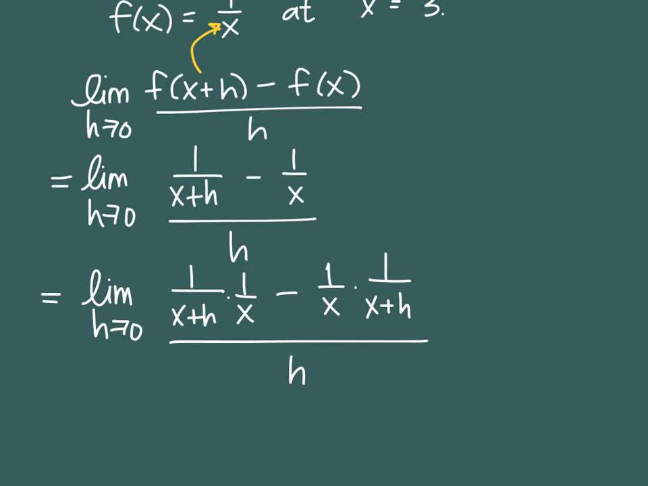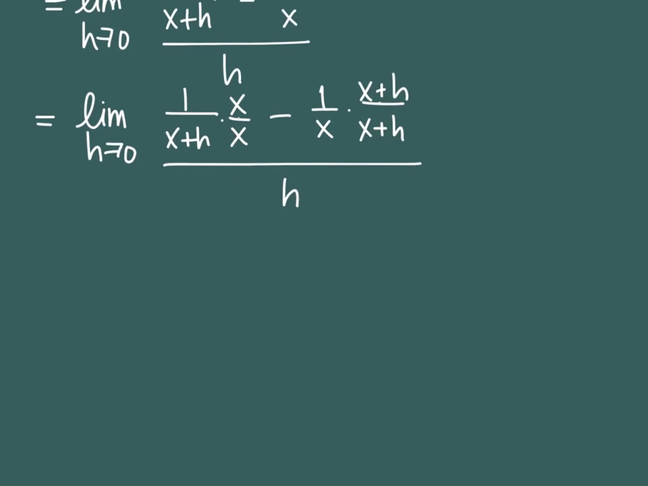Let me write it, make sure I'm doing the right math. I need to multiply by x over x. Got to make sure you're multiplying by 1. There's common denominators. So I'm multiplying the first one by x over x. I'm multiplying the second one by x plus h over x plus h.